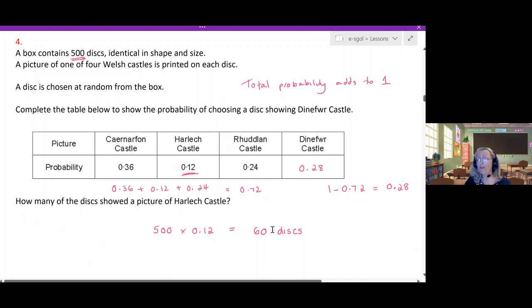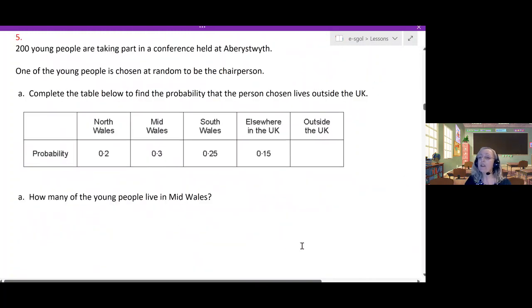Okay, so I've got one like that for you to try now. This one says 200 young people are taking part in a conference held at Aberystwyth. One of the young people is chosen at random to be the chairperson. Complete the table below to find the probability that the person chosen lives outside the UK. And you've got your probabilities here in your table for North Wales, Mid Wales, South Wales, elsewhere in the UK. And then we've got this box to fill in for outside the UK. And then for the next part, it wants to know how many of the young people live in Mid Wales. So I'm going to give you about 30 seconds to have a look at this before I go through it. See if you can try this one for me.